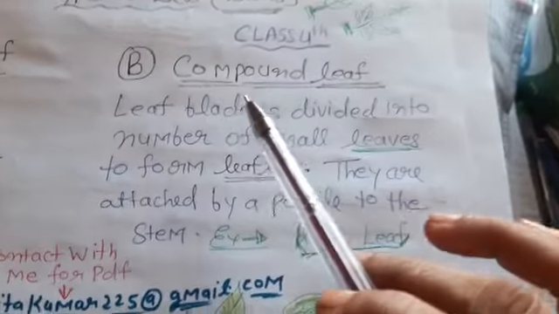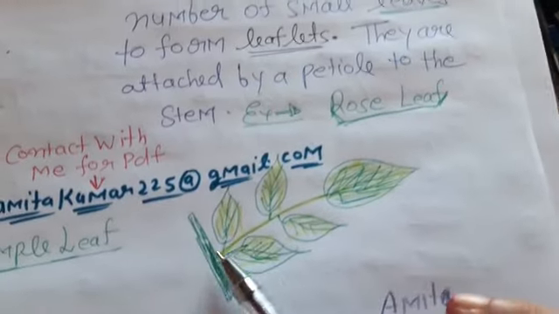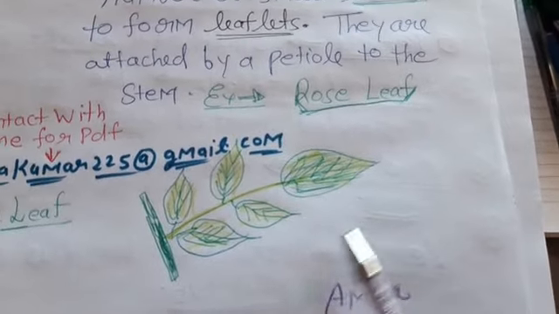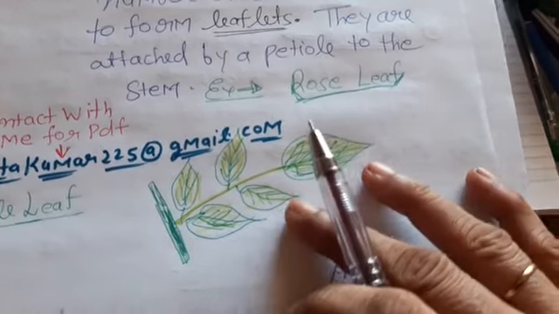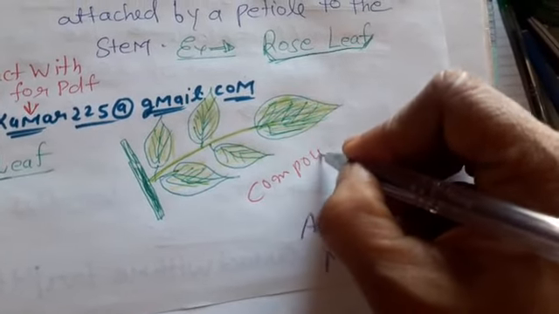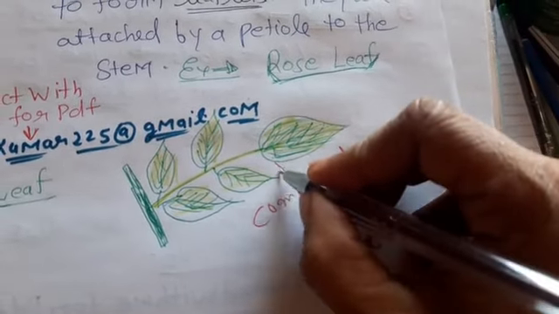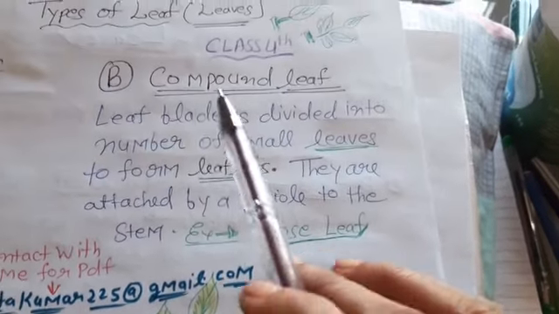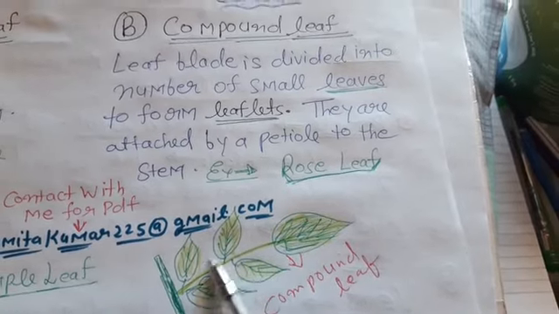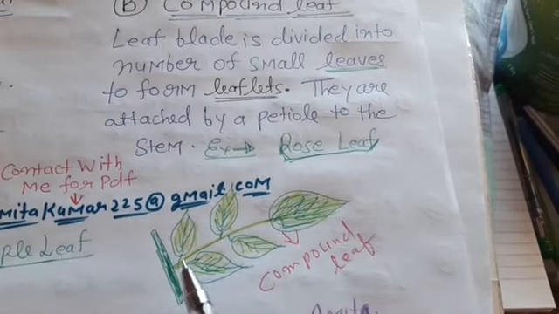Then again we come to the compound leaf. The leaf blade is divided into a number of small leaves. I had already drawn it here. This is a compound leaf diagram. The leaf blade is divided into a number of small leaves to form leaflets. These are leaflets. They are attached by the petiole to the stem.